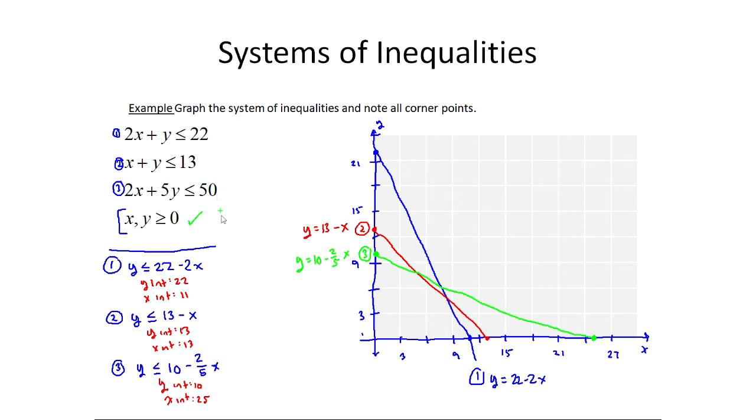All of these, once I solve for y, they're all less than or equal, right? They're all less than or equal. So that means that my solution set has to be below all of these lines at the same time. So this region can't be true because it's above the red line. Can't be here because we're above the red line. Can't be here. Can't be here because we're above the blue line. We have to be below all of them. So that actually leaves one region, and that's this region right in here.